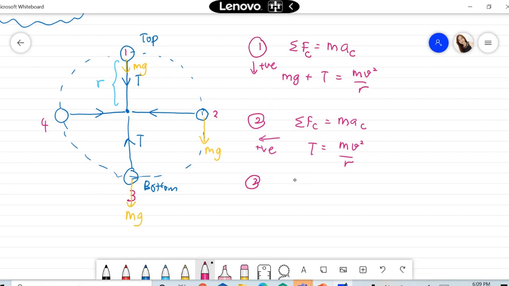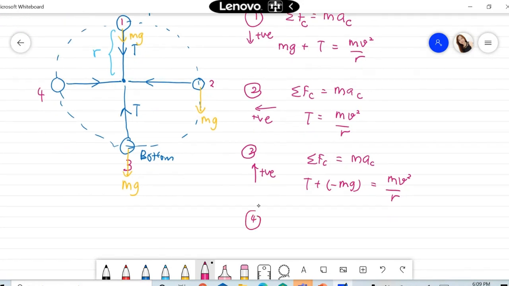Okay, at position number 3, I draw the free body diagram, mg is always downward. So at position number 3, I assume that up is positive, because centripetal acceleration is towards the center. So it's up as positive. Then the summation of F, C is equal to MAC. So I will get T plus negative mg is equal to mv squared over r.